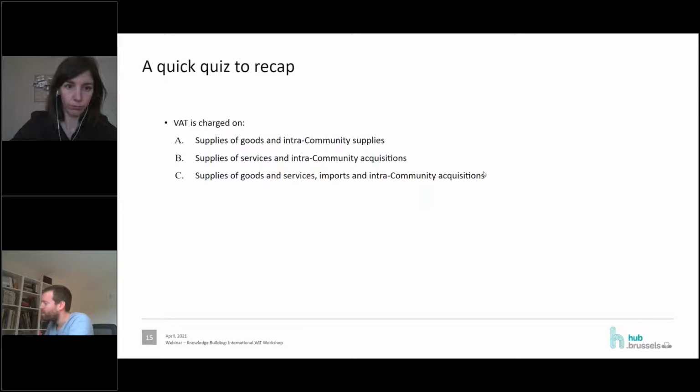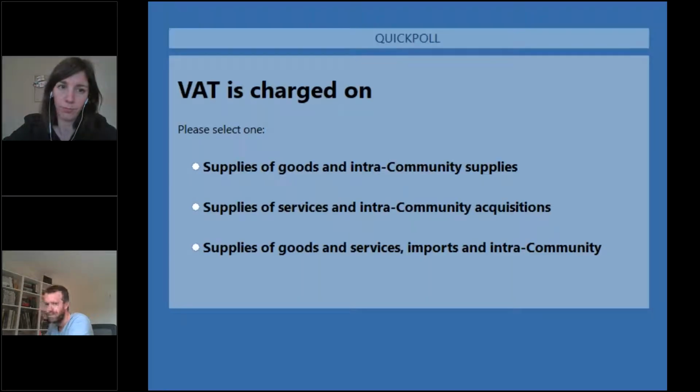Maybe a quick quiz now to recap what we went through. Of course, there will be wrong answers, but please try to make it as didactical as possible and try to answer this. We just want to see if you're already a bit familiar with VAT. So the question is, and I do not see it on my screen, but VAT is charged on A, supplies of goods and intracommunity supplies, B, supplies of services and intracommunity acquisition, or C, supplies of goods and services, imports and intracommunity acquisition.